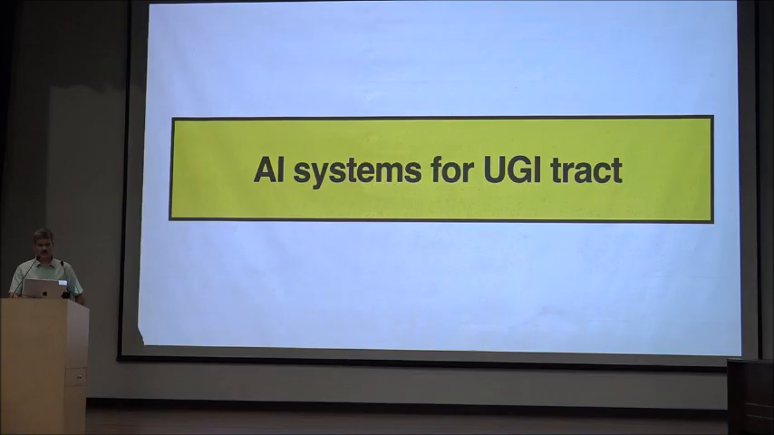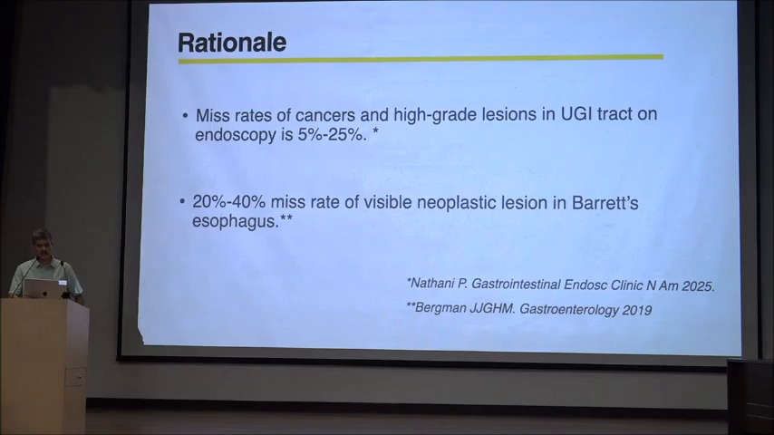Let's talk of the upper GI tract. Most data on upper GI tract for esophageal squamous cell is from the east, from Barrett's is from the west. The rationale for using AI.